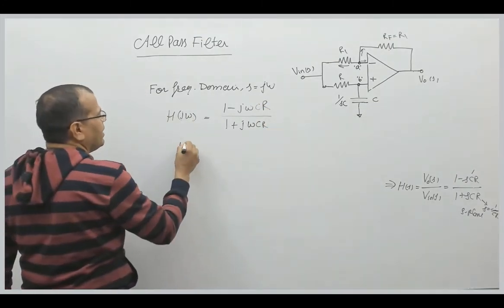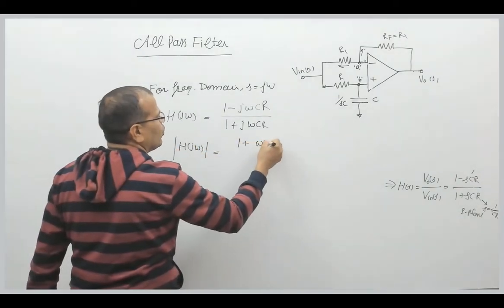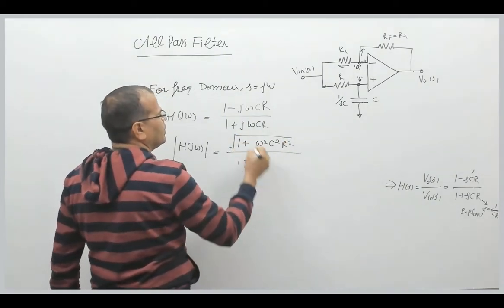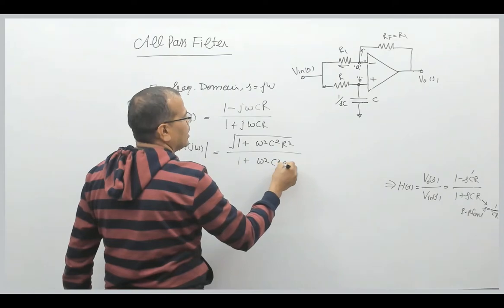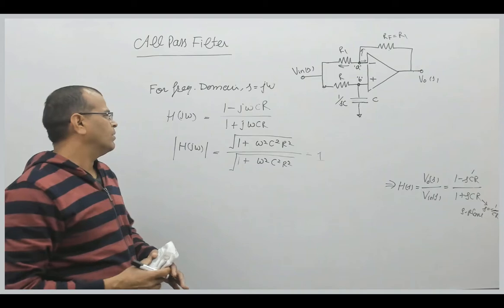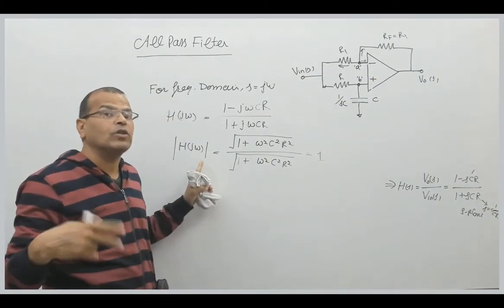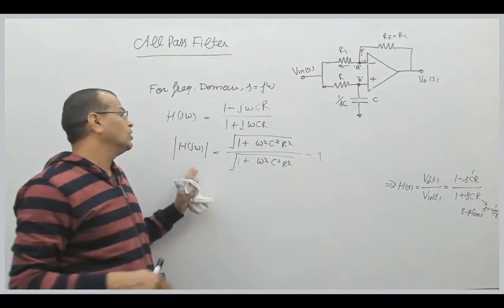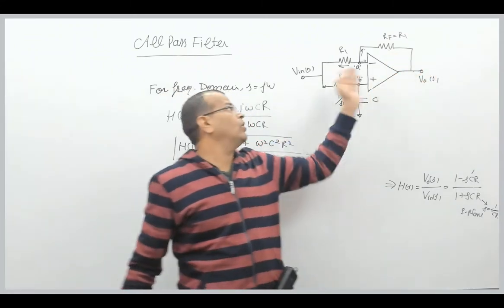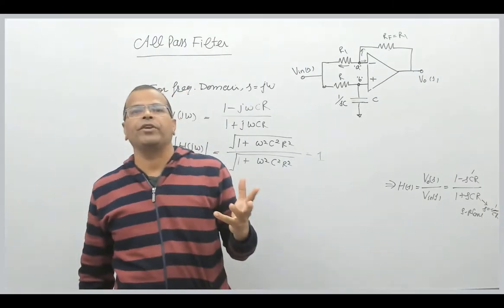Now you can find the magnitude of this. The magnitude of the numerator will be the square root of 1 plus omega square C square R square, and the magnitude of the denominator will be the square root of 1 plus omega square C square R square. So it means the transfer function has a magnitude of unity. The magnitude of the gain remains constant and independent of frequency. That is why we say it allows all the frequencies to pass through it, and all the frequencies will be reaching the output. So it is not attenuating any frequency, right?